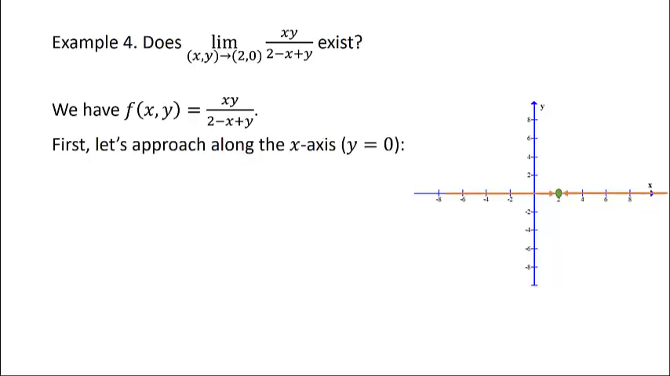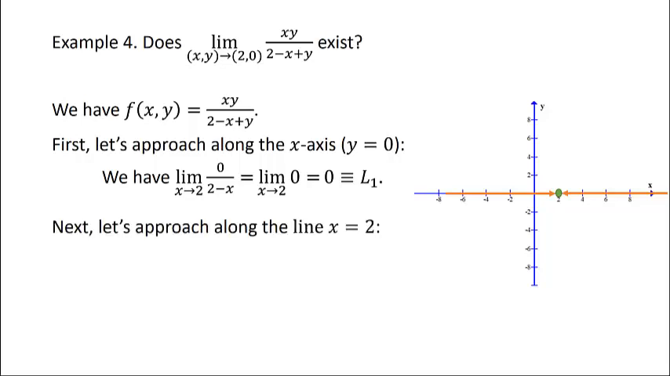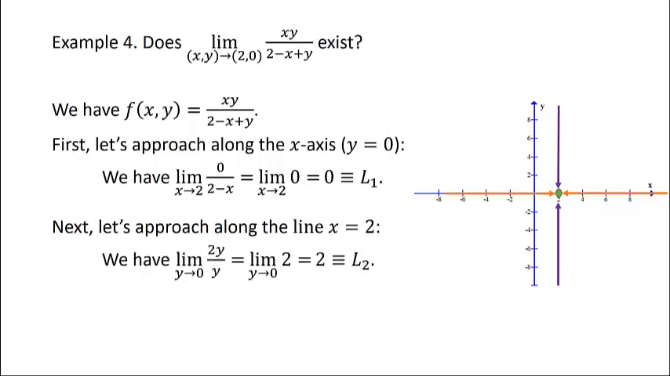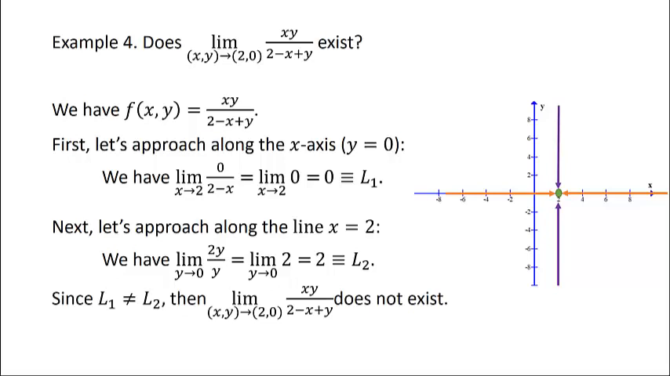So you can still use your x-axis, that's no problem. And if you do, you'll get a limit of 0. But this time we're no longer allowed to use the y-axis because the y-axis does not contain the point (2, 0). Instead, we could try using the line x equals 2, since x equals 2 does contain the point (2, 0). And if you let x equal 2 in our equation, we get a limit of 2. Since we've now found two different limits, we're able to conclude that the limit of the function does not exist.